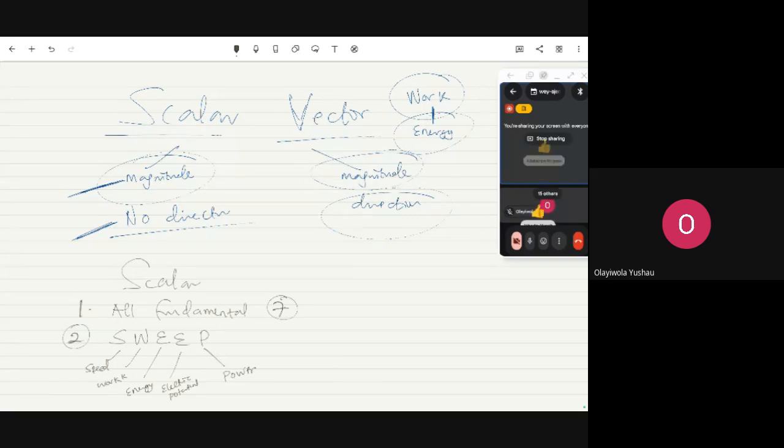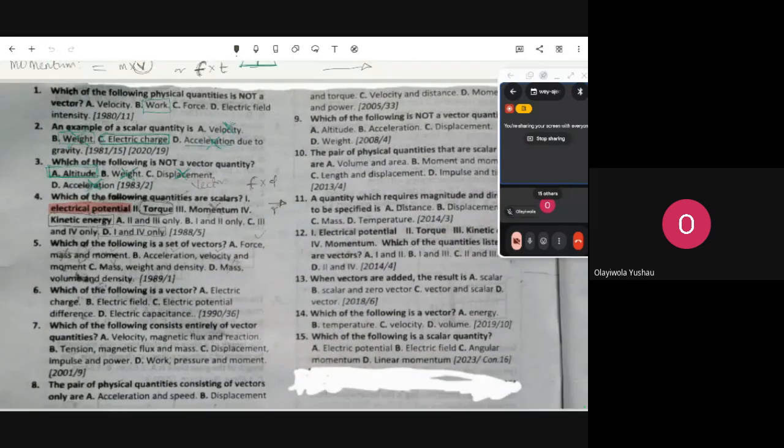I already explained the reasons why each of these is not fundamental, so you just need to go back to the video and watch. But you don't need to concern yourself with that. Just focus on this category. I already have to shrink it. Do you understand? So don't stress yourself. All fundamental, scalar. SWEEP, scalar. SWEEP is what? Speed, work, energy, electric potential, then power.